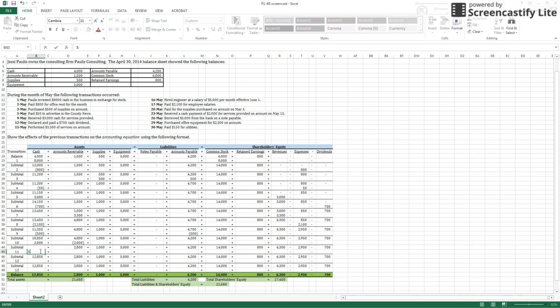We borrowed $5,000 from the bank on the 26th. That is an increase in our cash because we got money from the bank, but now we have a note. We owe money to the bank. So that is an increase in our liability.